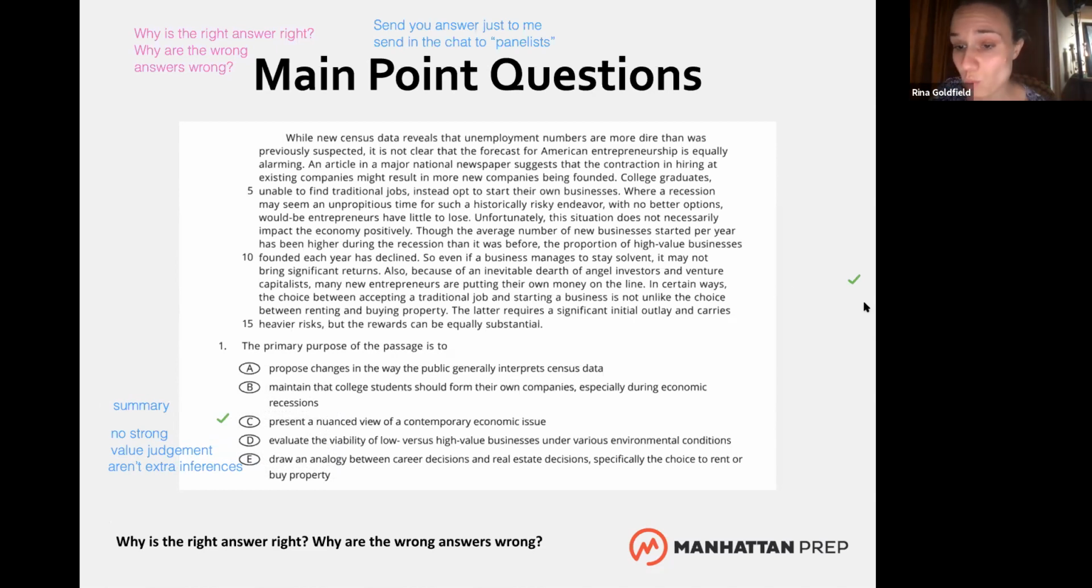Now let's think about why the other answers are wrong, right? Okay, Anika is saying the same thing, right? The passage doesn't really make an argument for or against either side. It just states everything, right? So the author isn't saying, and that's why this is terrible, right? The author is simply describing a nuanced view.